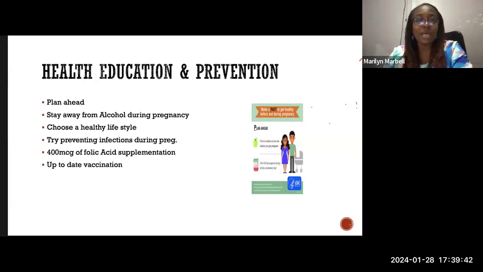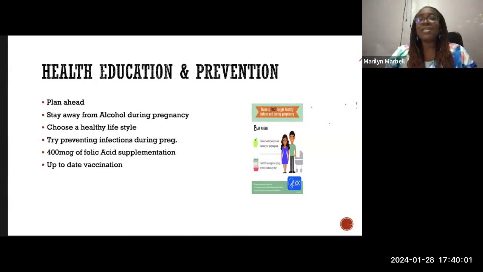Choose a healthy lifestyle. Try preventing infections during pregnancy. How will you prevent infections? Make sure that you're washing your hands. You are making sure you're not getting bitten by mosquitoes. You are keeping yourself clean. You are staying away from things that can give you infections.